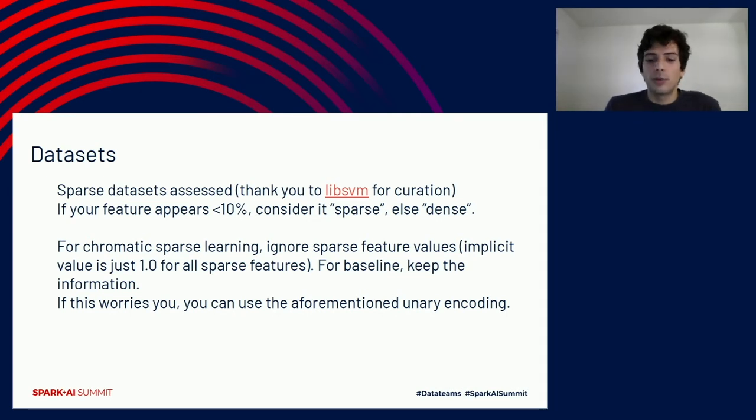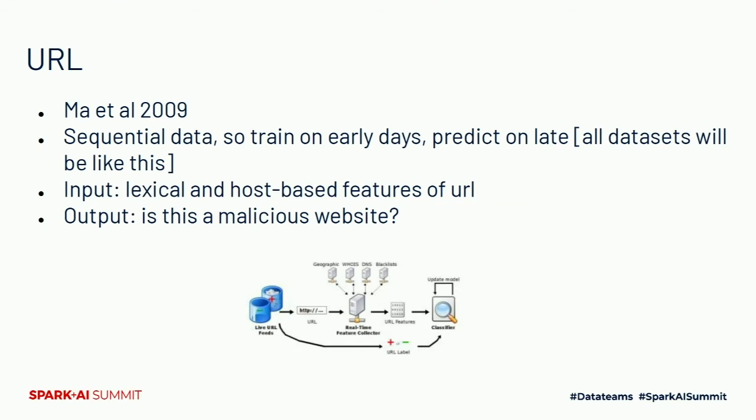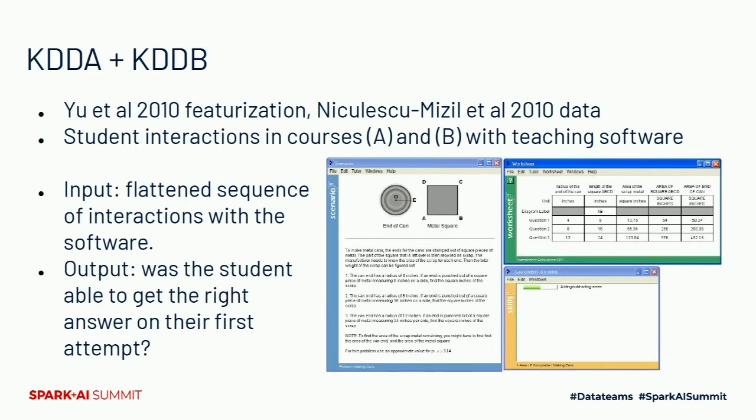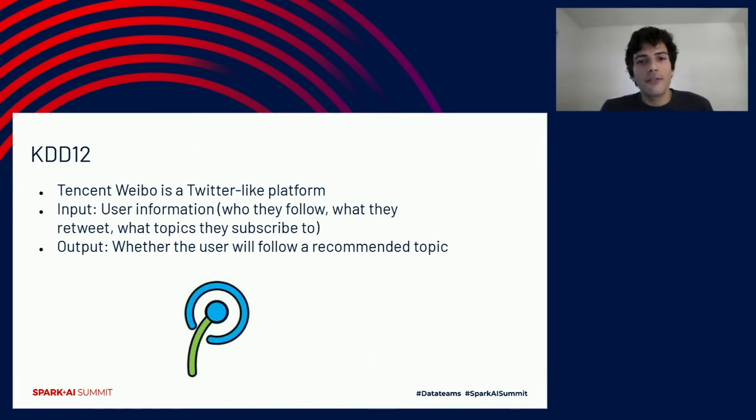So let's take a look at what kind of data sets we'll be evaluating on. The first one is going to be the URL data set. The kind of features that this has is various lexical and host-based information about the website. And the goal is to predict whether or not that website is malicious. KDDA and KDDB contain inputs that are captured interactions with software, so lots of different categorical values here. And the output is to predict whether or not the student who is interacting with this learning software got the answer right on their first attempt. And then finally, we're going to look at a more classical internet use case where you're trying to predict whether or not a user will follow a recommended topic based on, again, very set valued categorical information about that user, who they follow, what topics they subscribe to.